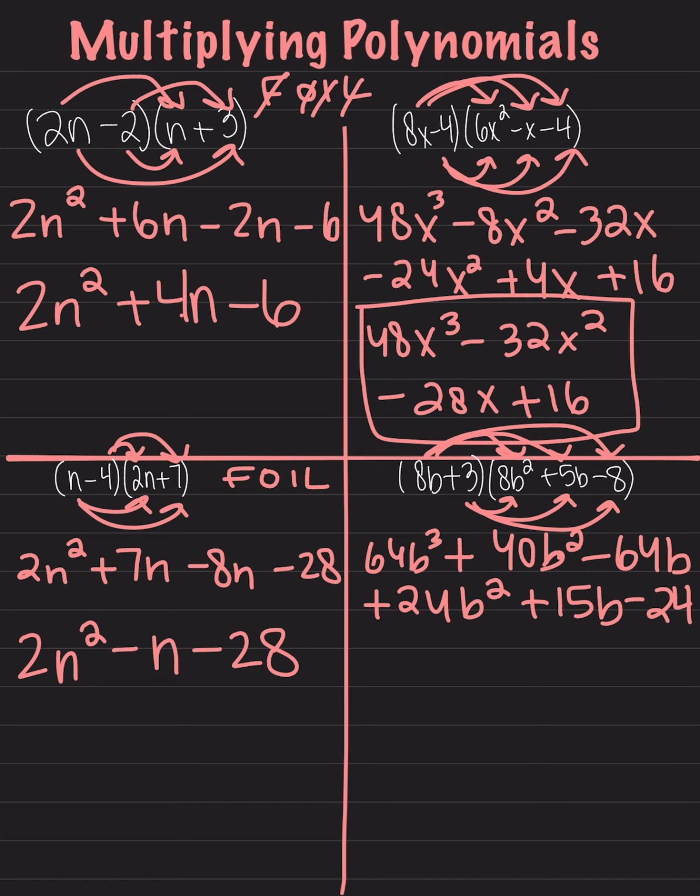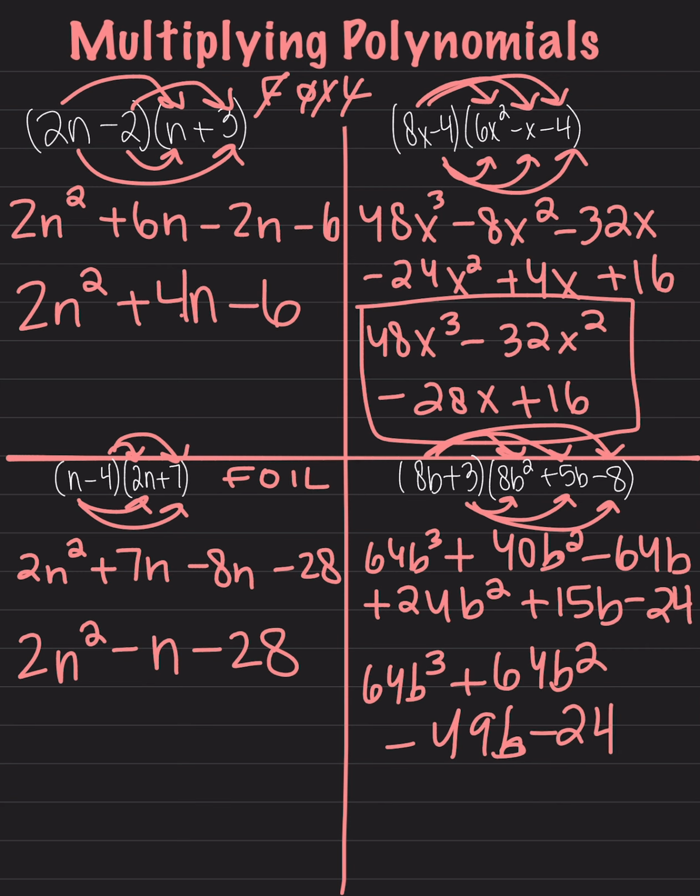Now, we'll simplify this. The cubed doesn't have to be simplified, so it's just going to be 64b cubed. The squares we can simplify: 40b squared plus 24b squared gives us plus 64b squared. Now we have negative 64b plus 15b. So negative 64 plus 15 would give us negative 49b. And lastly, our 24 doesn't have to be simplified, so we'll just put negative 24.